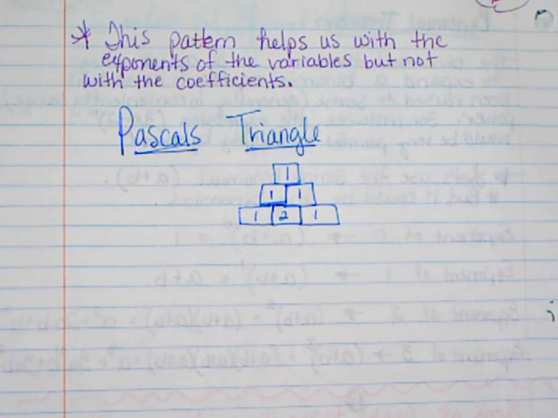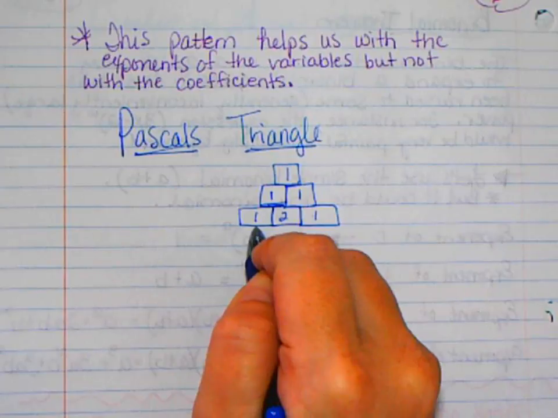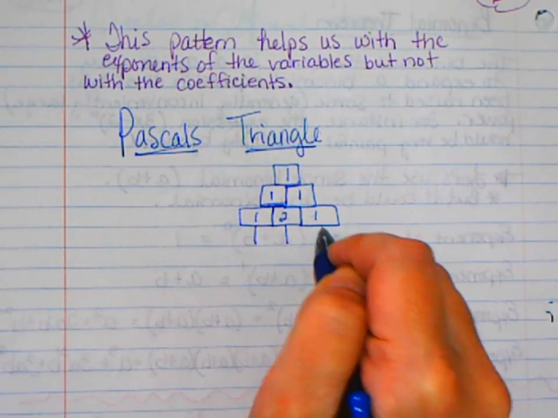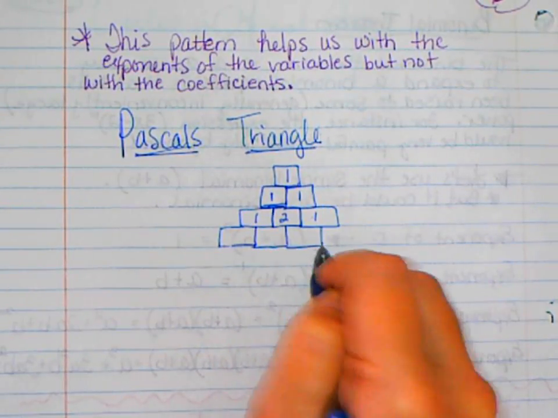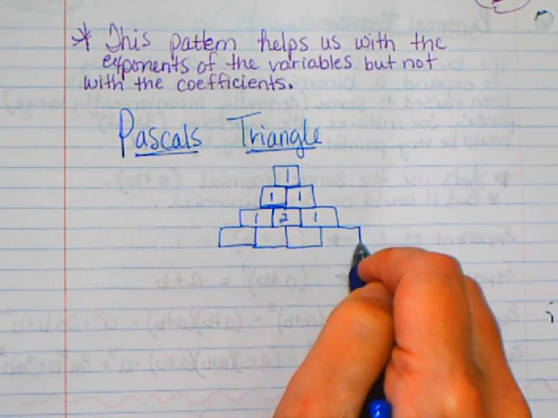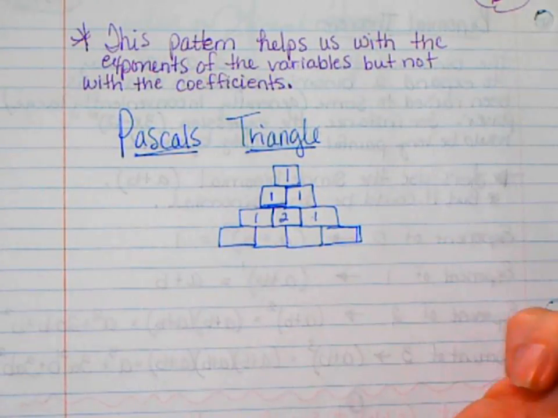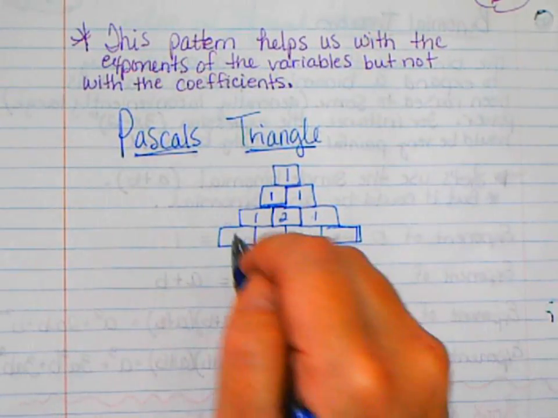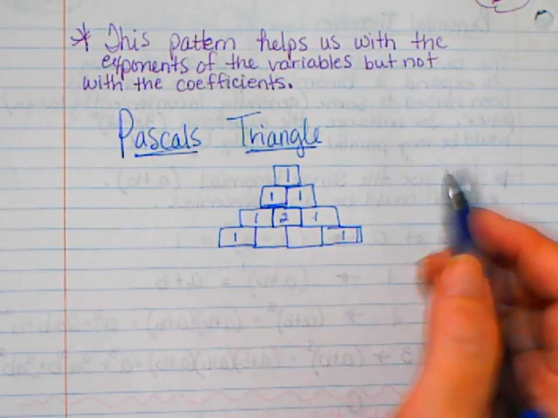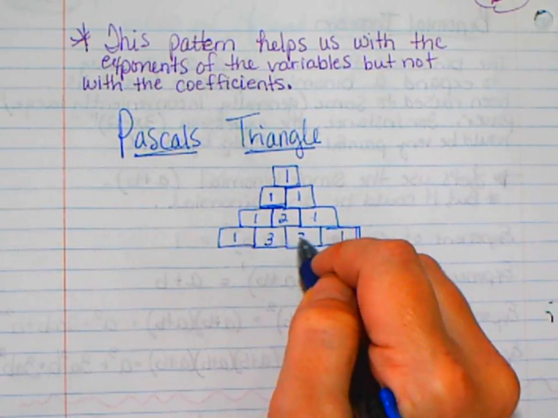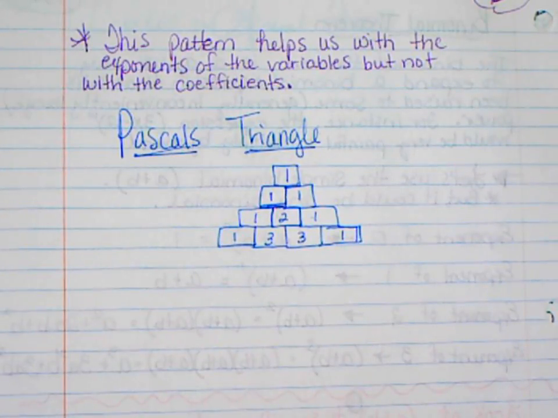So in the next row, I'll have 4 boxes across. Like I said, I go to the middle of each box basically, and that helps me make sure everything's lined up correctly. On the ends, I have a 1. Now I've got a 3 and a 3. So 1, 3, 3, 1. Be thinking of how I'm getting those numbers. I'm going to ask on the next one.